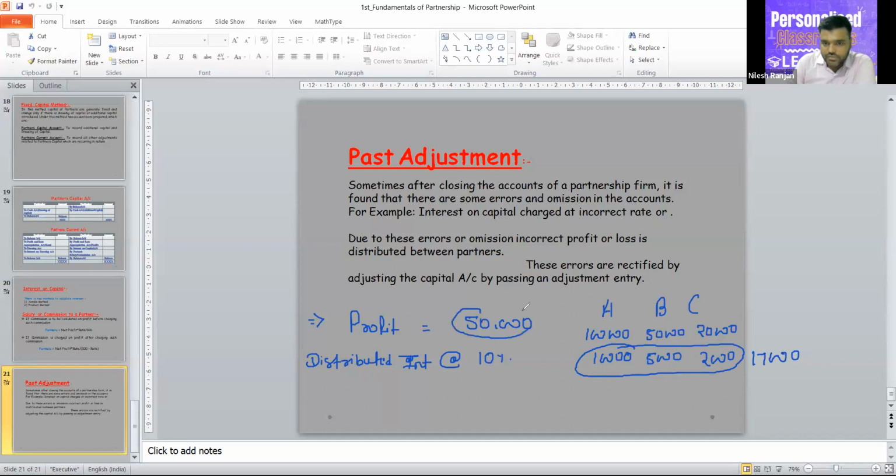And the profit is 50,000. So the balance, that is 50,000 minus 17,000, 33,000, will be distributed between A, B, and C. Let's say their profit sharing ratio is equal, 1:1:1. So A will get 11,000, B will get 11,000, and C will get 11,000. So this is actually the incorrect situation. Now we will take the correct situation. Let's say the correct interest rate is 12%.